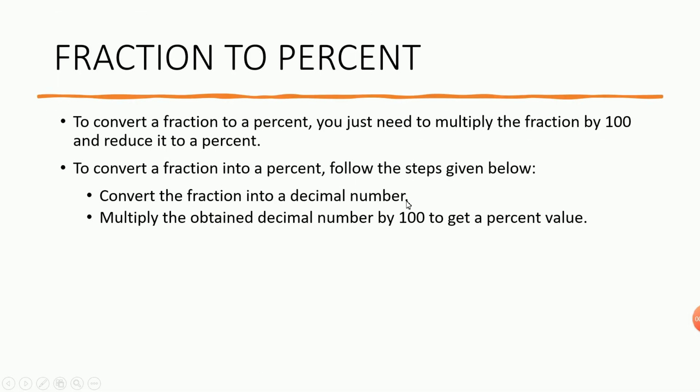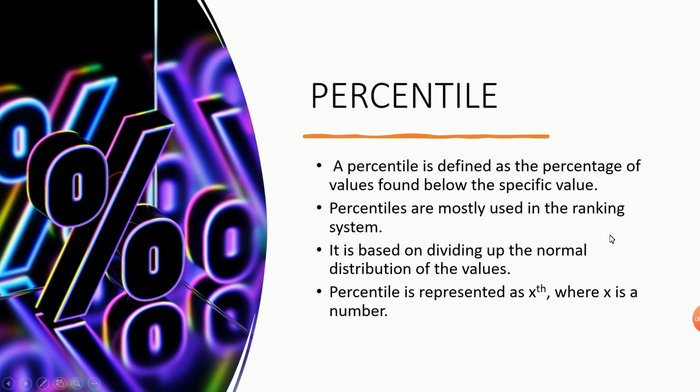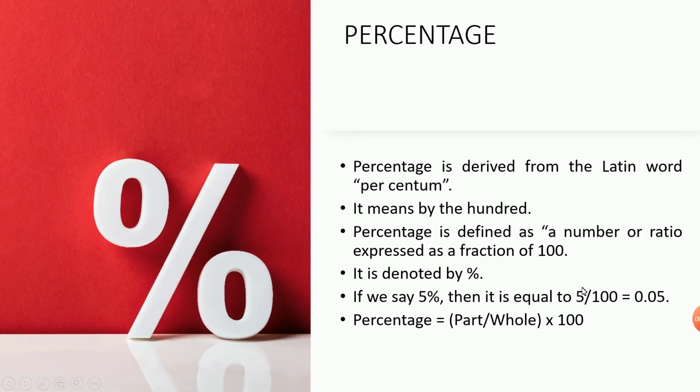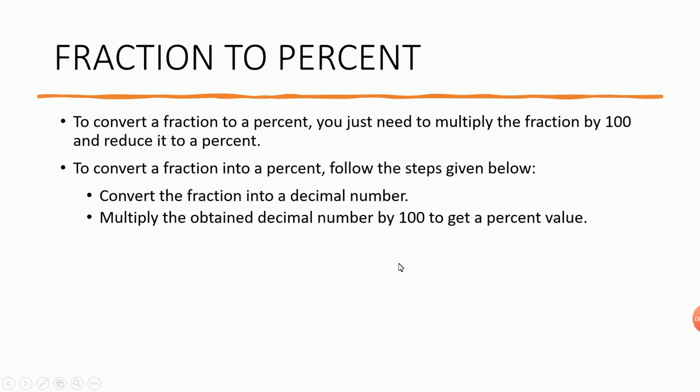Convert the fraction into a decimal number. Next, multiply the obtained decimal number by 100 to get a percent value. Here 5 by 100 is already a fraction, so we do not need to convert it. But if for some reason 5 by 6 is given, you find out the value. 5 by 6 would be around 0.3636. If you then multiply that decimal value by 100, you will get 36.3636%. That is how you convert a fraction to percent.